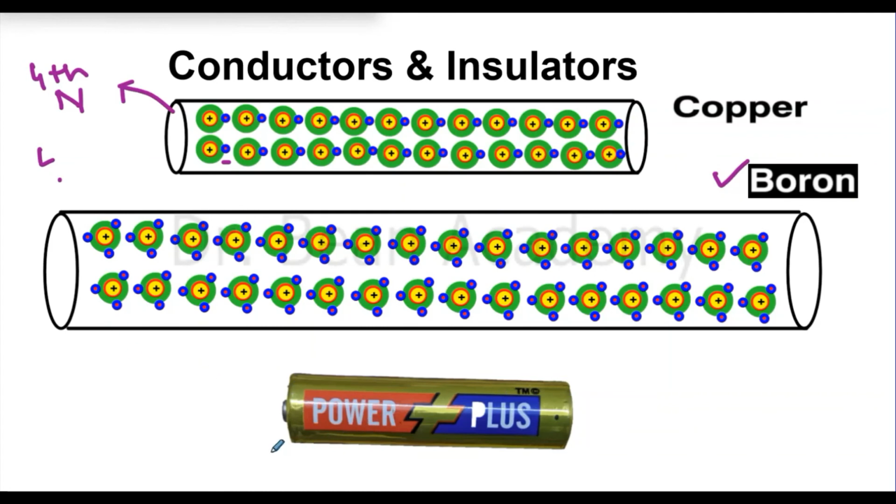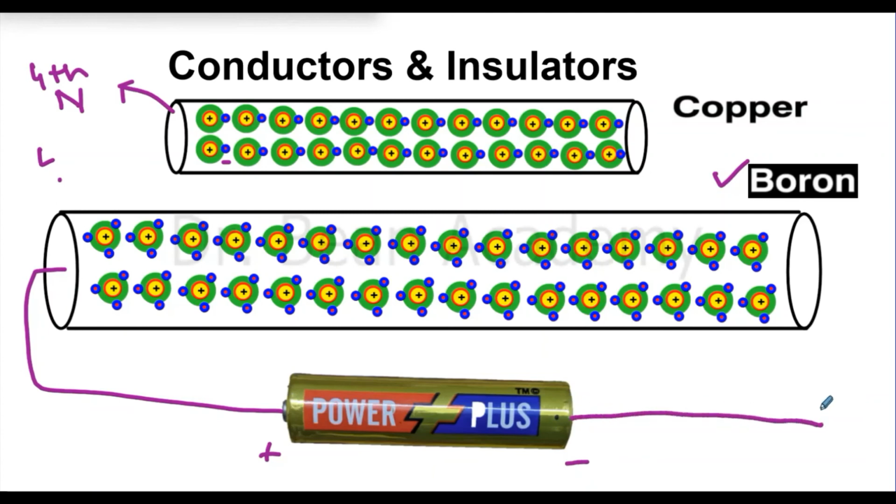So now what will happen if I connect one end of the battery to one end of this material, and similarly the negative end with the other end of this material? So what do you think will happen now?